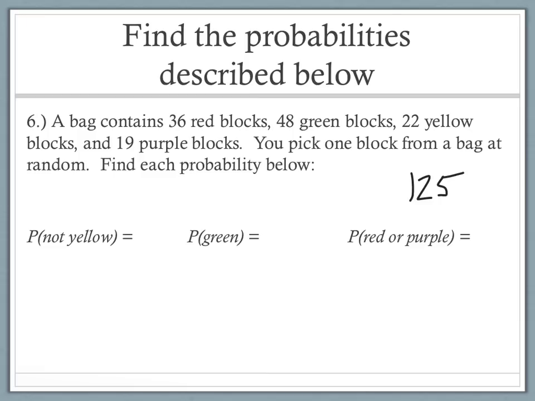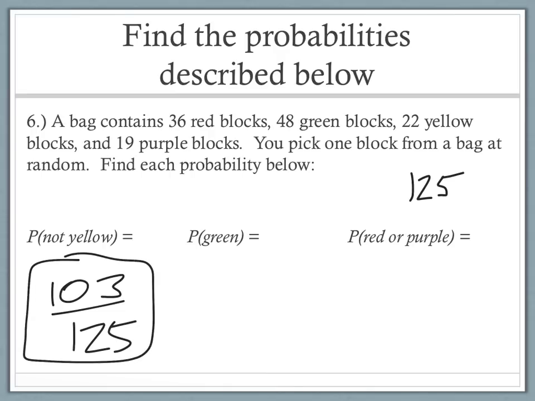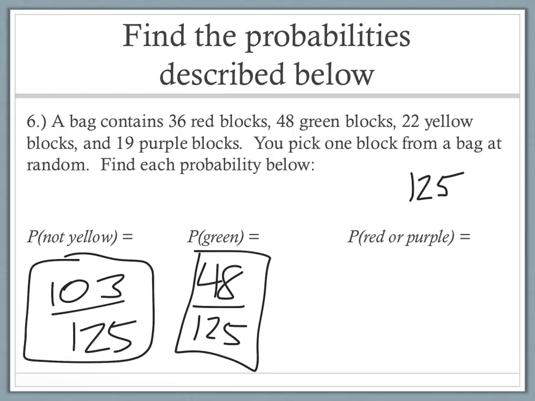Okay? So the probability of not yellow, well, you can either add up all the ones that aren't yellow over 125, or I'm just going to go ahead and do 125 minus those 22 yellow blocks. So I have 103 that are not yellow. Okay, and I can't reduce that, so that's my answer. Okay, probability of green, well, that would be 48 over 125. Okay, can't reduce that either. So that's my final answer.